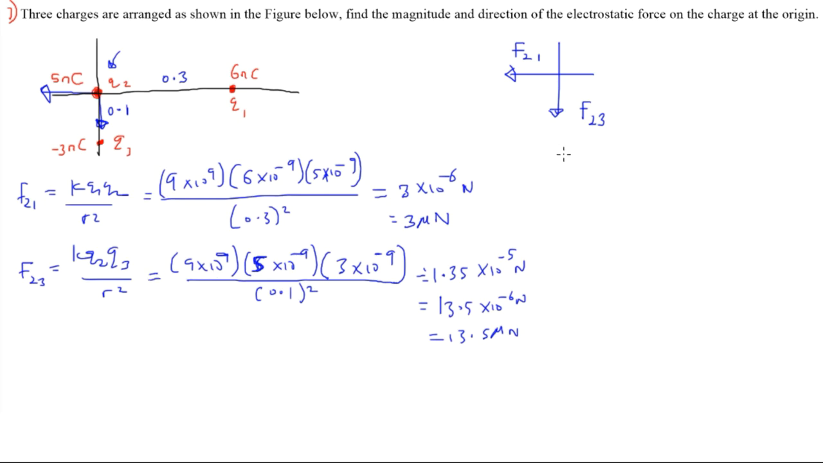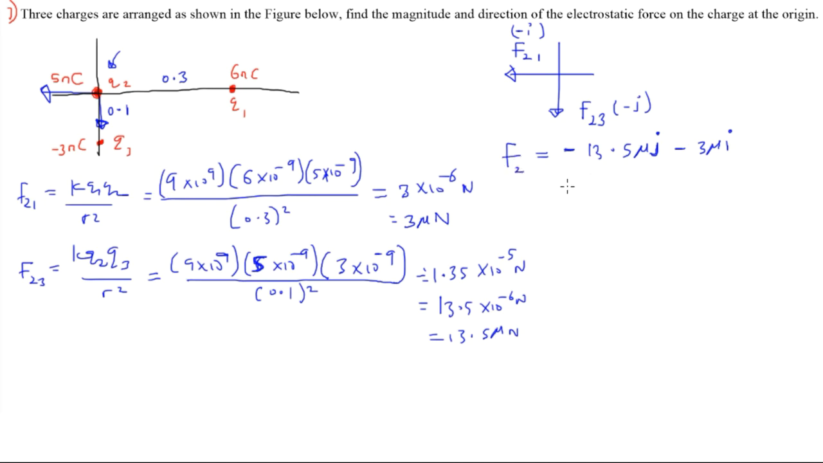F23 plus F21, but F23 has a direction that is towards the negative y-axis, that's minus 13.5 micronewton, negative y-axis, that's minus j, because this direction is minus j and this direction is minus i. Okay, so I will just say then the other one, which is minus 3 micro, and then i, negative i. So that's the resultant force, the total force on the charge at the origin.